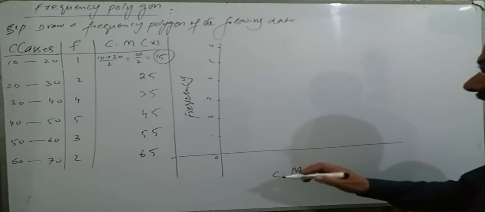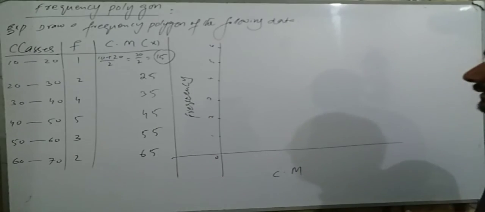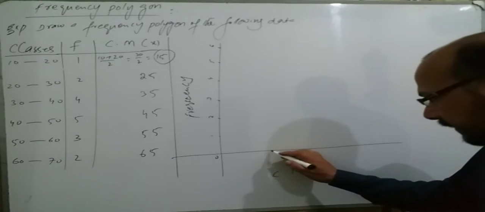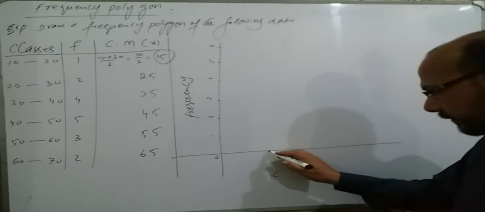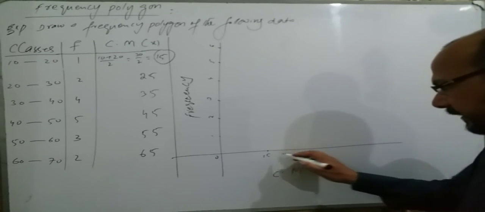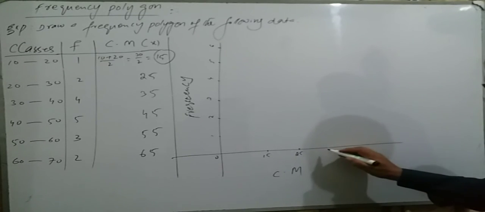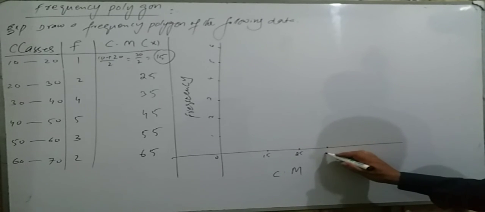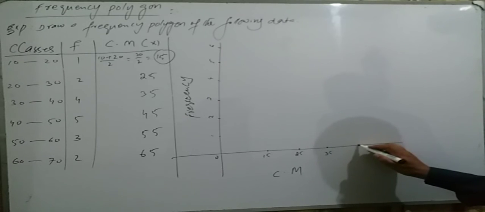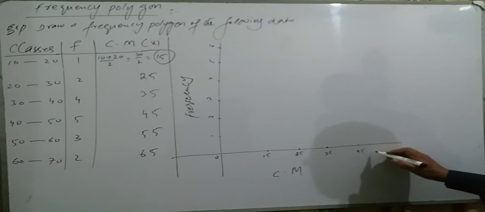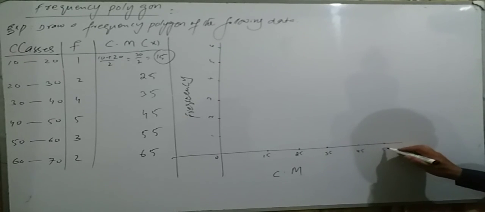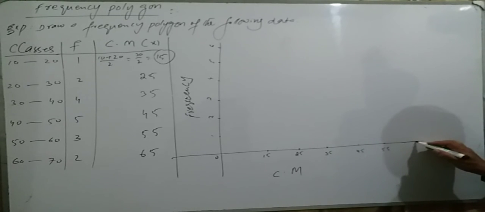And on the x-axis you will start from the first class, that is 15. So it should be away from 0. So here 15, then with equal distance 25, then 35, then 45, then 55 and 65.